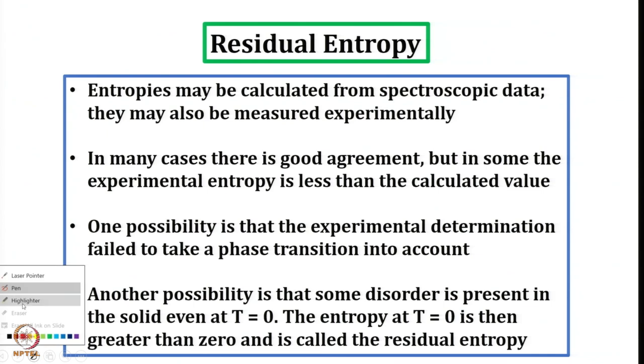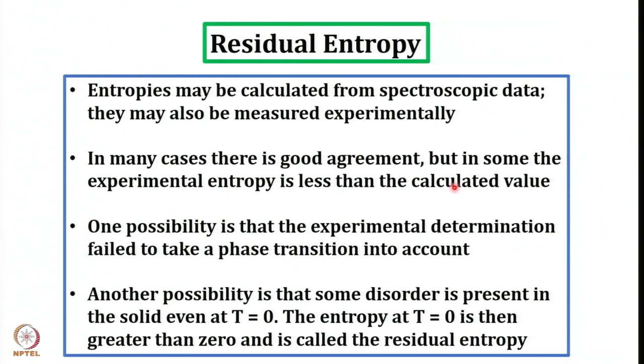that the comment number 2 says that in many cases there is a good agreement, but in some the experimental value is less than the calculated value. In general, there is a good agreement, but that is not necessary. Sometimes there can be discrepancies also. The comment says that in some cases the experimental entropy is lesser than the calculated value. Now if it is less, then we have to assign a reason for that. What could be the possibility?